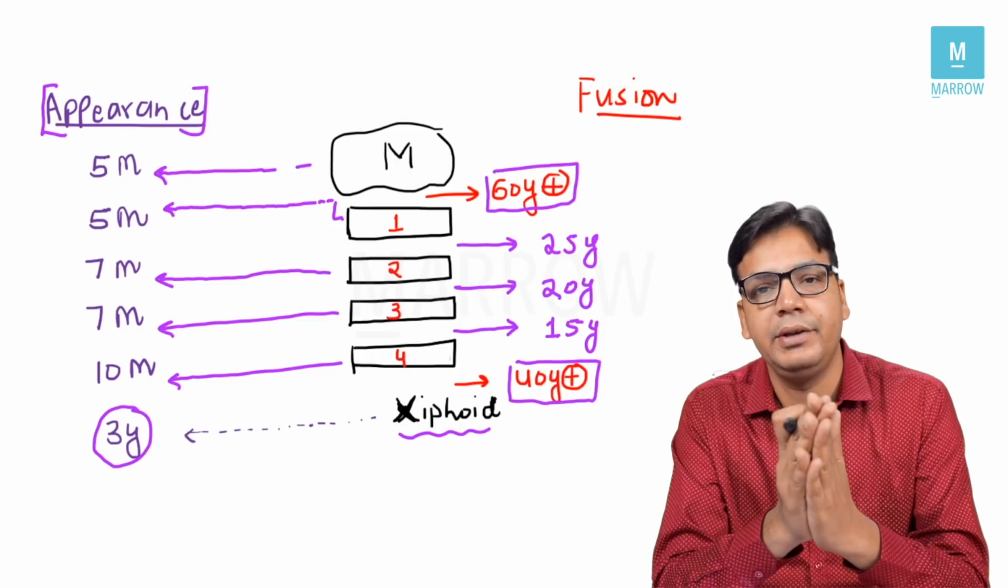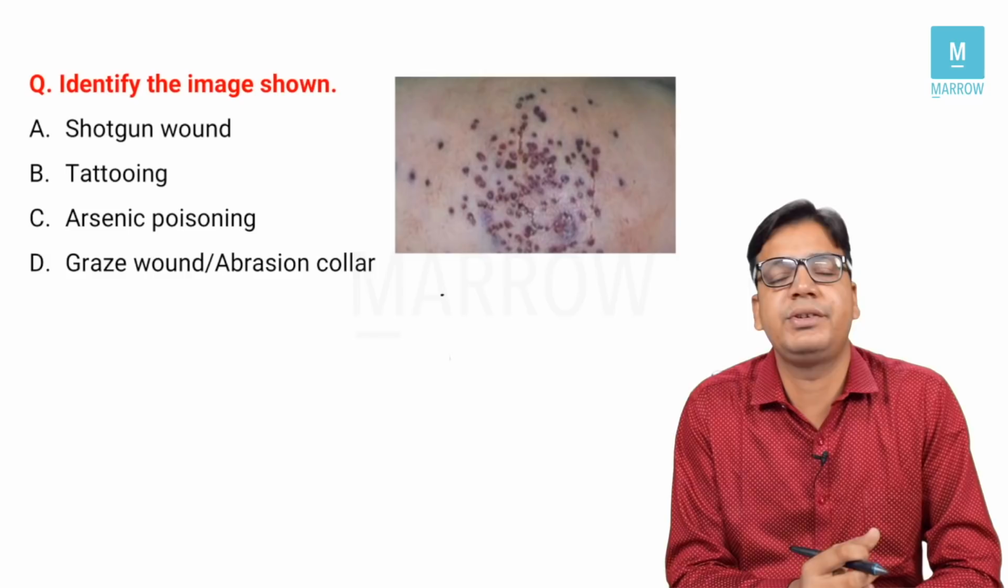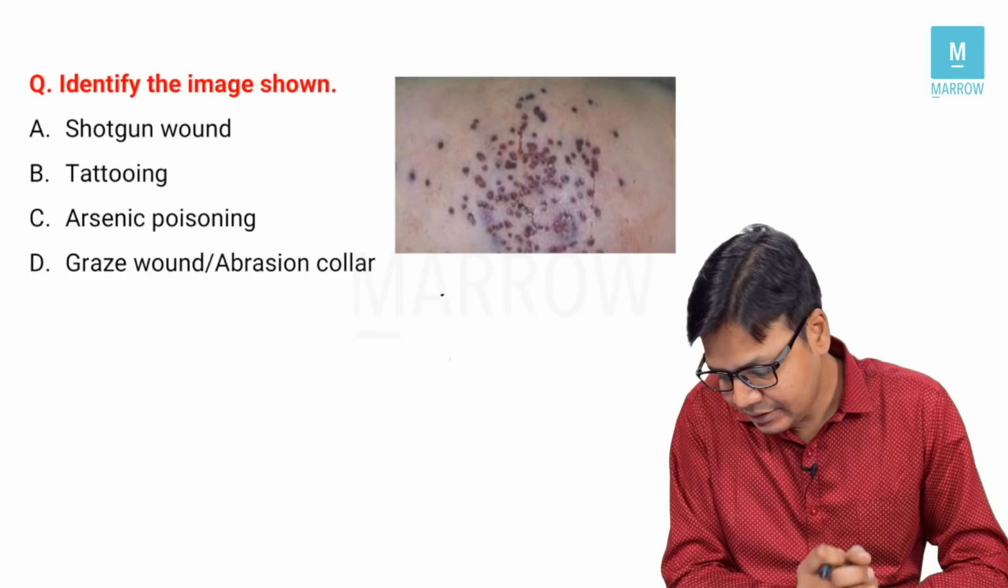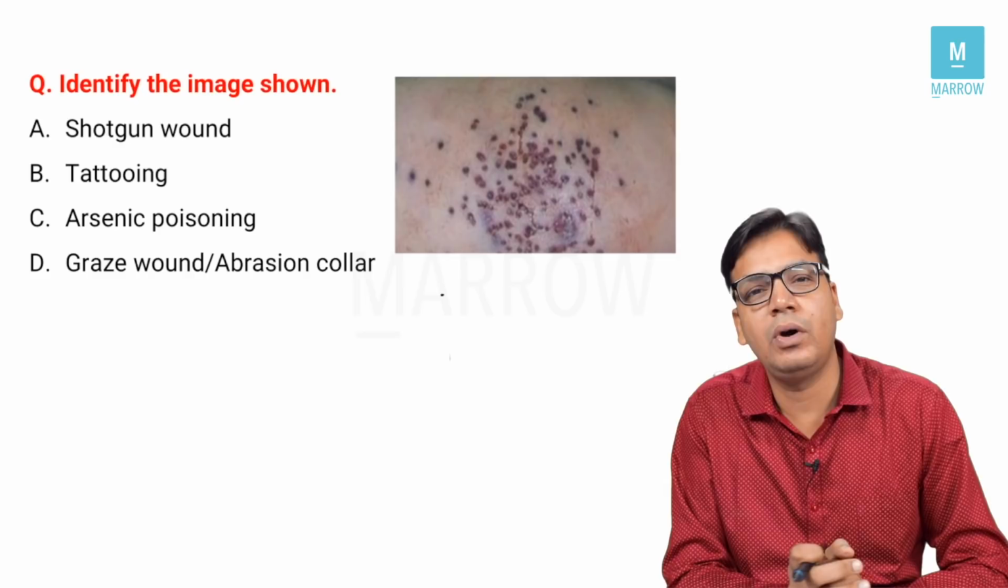How to remember this? Okay, now I am coming to the next question. See, this is the question. Like the first we have seen, ossification center of sternum. Now we are coming to the second question. Identify this. The options given are shotgun wound, tattooing, arsenic poisoning, graze abrasion, and abrasion collar, graze collar and abrasion collar.